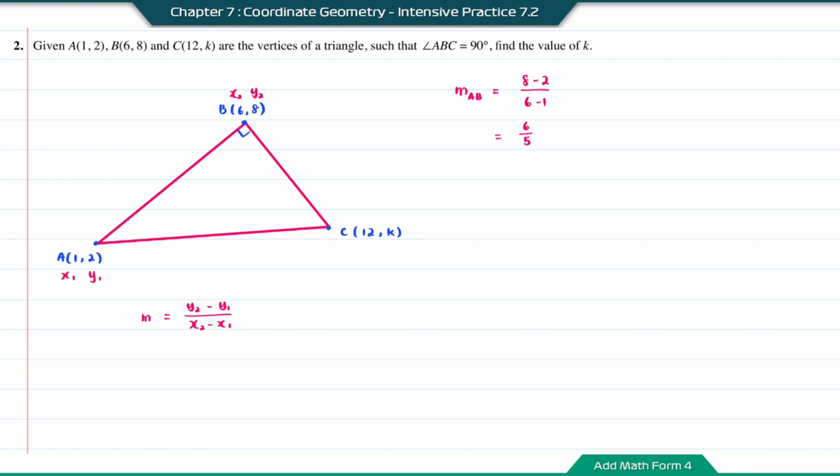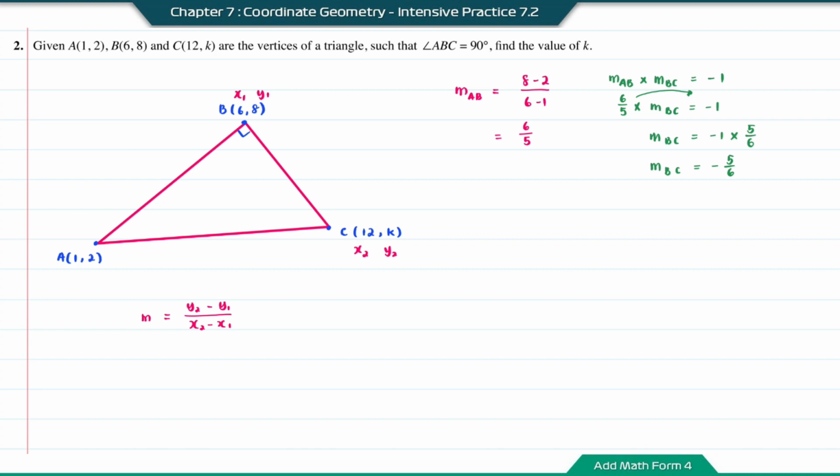As BC is perpendicular to AB, when we multiply the gradients of these two straight lines, it will be equal to negative 1. So here 6 over 5 times the gradient BC is equal to negative 1. So the gradient BC is equal to negative 1 divided by 6 over 5. So this is the same as negative 1 times 5 over 6. So the gradient BC is equal to negative 5 over 6.